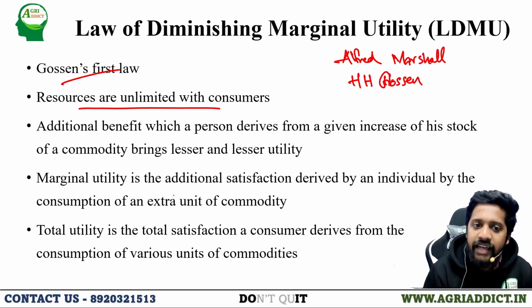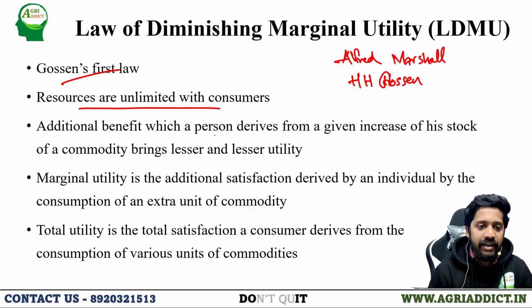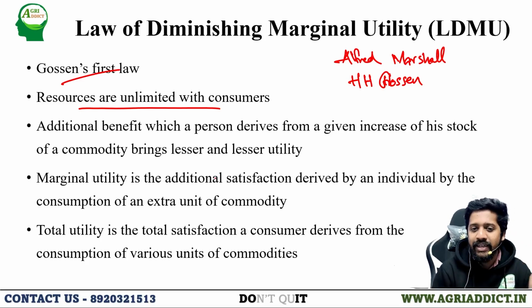So what is the statement of the law of diminishing marginal utility? The additional benefit which a person derives from a given increase of his or her stock of a commodity brings lesser and lesser utility. What was the utility level I had when I was consuming the first Tetra Pak? I had higher utility, right? But one after the other, when I am consuming continuously, the additional satisfaction derived by me from the same commodity will bring me lesser and lesser utility.